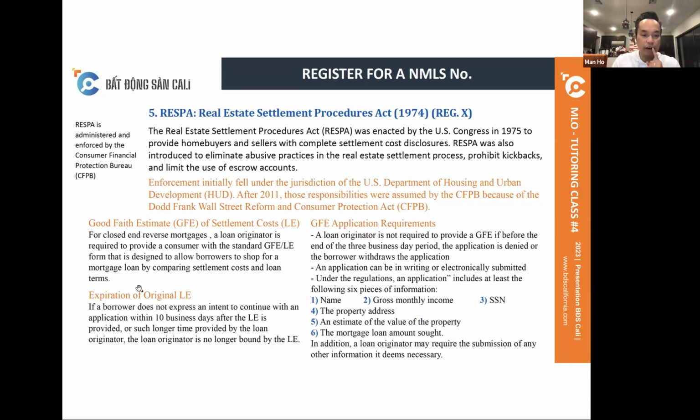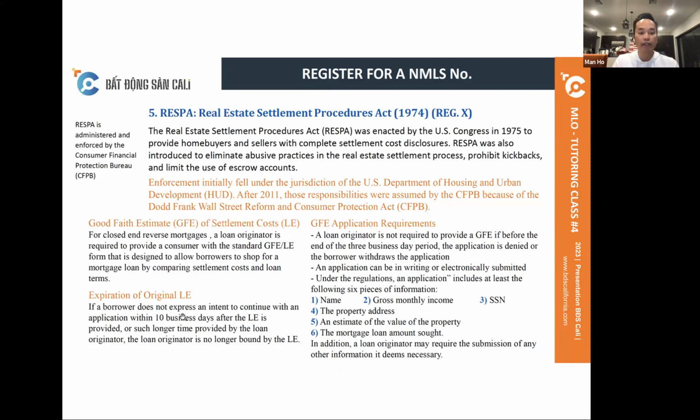Earlier I mentioned which loan is actually using GFE nowadays. That one is reverse mortgage. You can see right here, I have it here. Reverse mortgage is still using the term GFE. Everything else is mainly using loan estimate. GFE is just the initial disclosure of the other costs. Okay, expiration of the original LE or GFE.